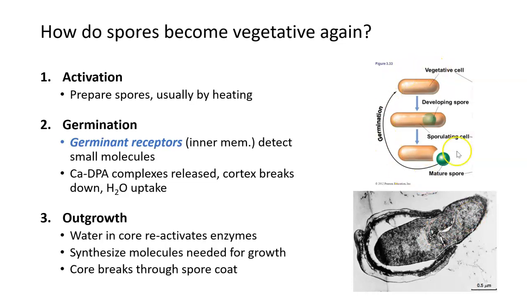And so you can actually see the full process up here. We had a vegetative cell that sensed that there was a lack of nutrients. It underwent sporulation to create a mature spore. And then that mature spore was able to germinate once conditions were good again and become a vegetative cell that's able to divide and live its life relatively easily.